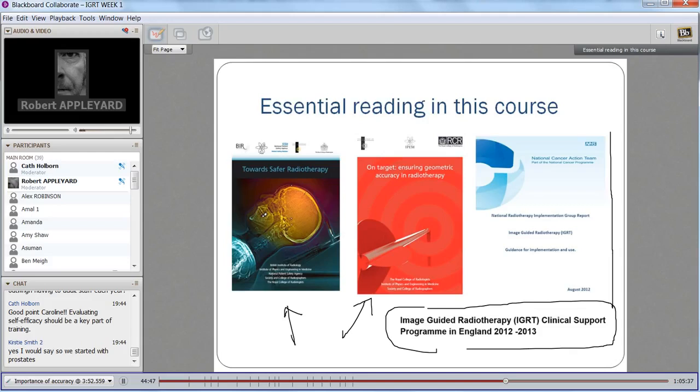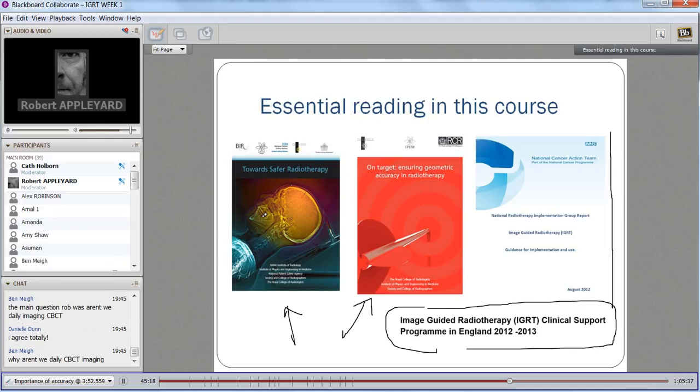Just looking at Ben's comment here, weighing costs versus benefits, surely knowing the patient has correct size bladder and rectum being empty should outweigh having to audit staff each year. Is this in relation to a training issue? Aren't we, main question was, aren't we daily imaging CT? Sorry, I think I've missed the conversation there. Is this an argument that we should be or we shouldn't be?